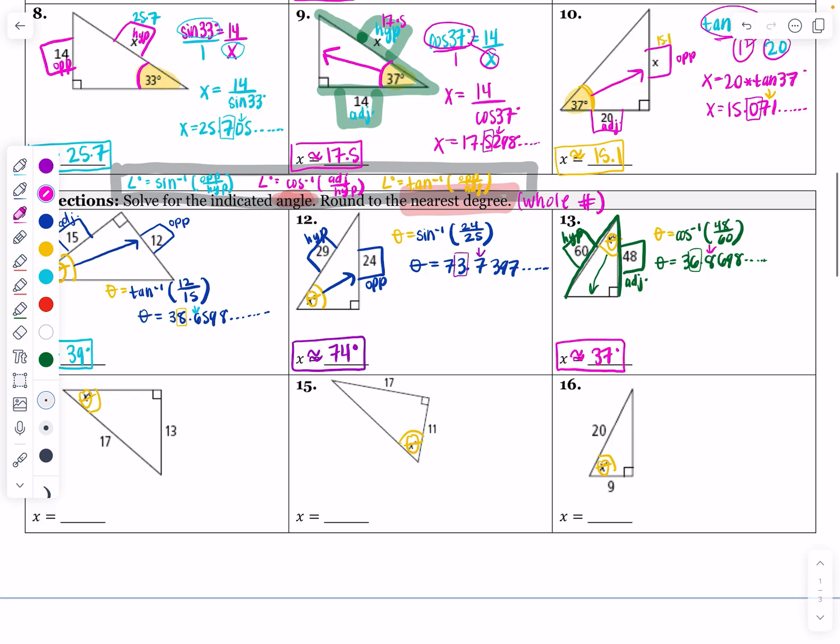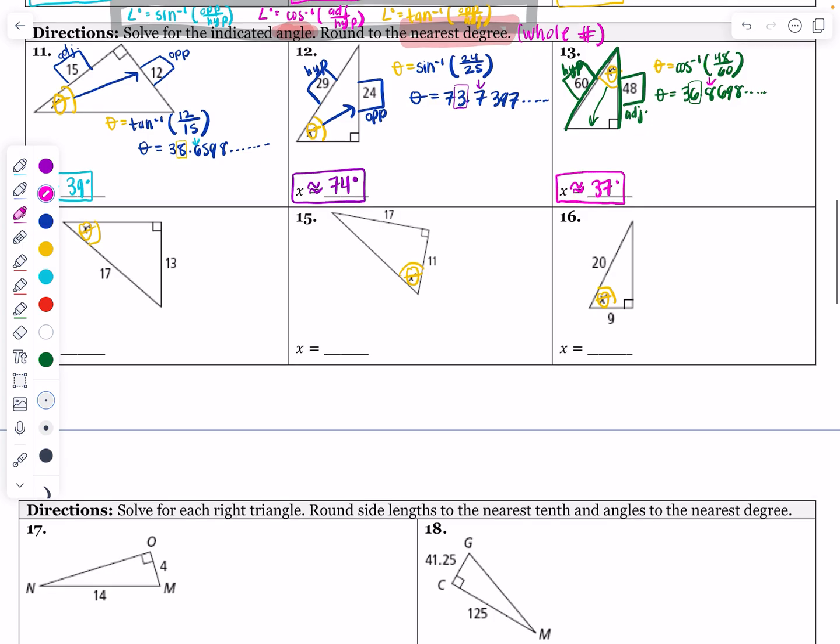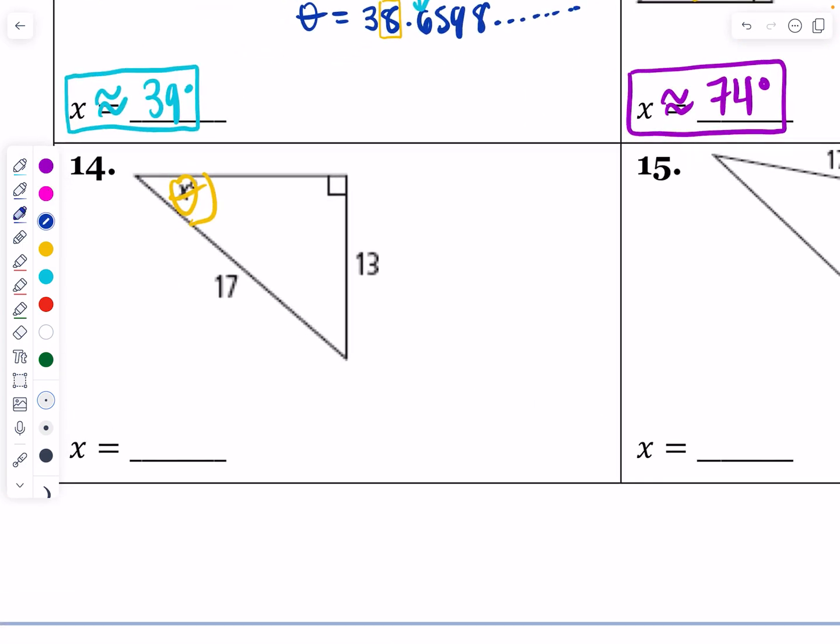Okay, so we've done an example of each: an example of tangent, an example of sine, and an example of cosine. So I'm going to keep going on these, especially if you need help with this. You can keep watching, but if not, you can always skip ahead to the videos that you need.